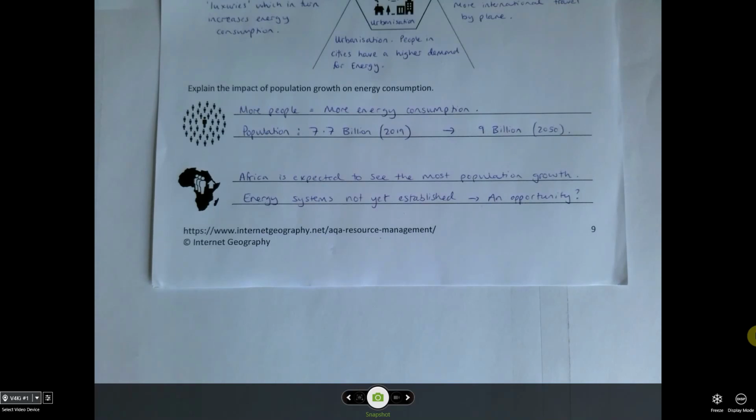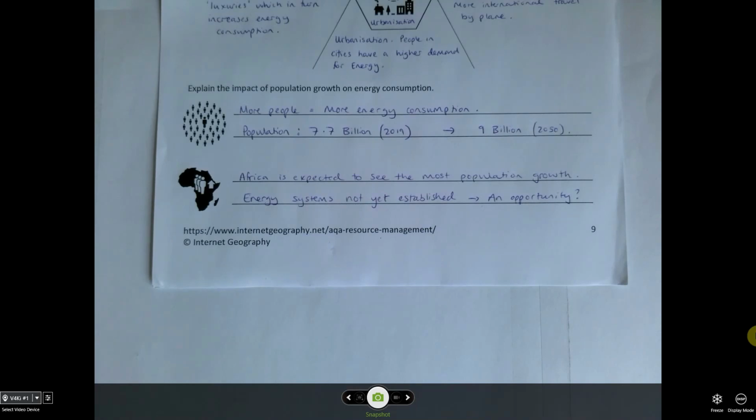So the rise in population is the main thing that is driving up energy consumption, as well as the population that already exists getting richer. Those two things are having a big influence. We can put some numbers on this when we think about the world's population. So currently, 2019, 2020, the population of the world is around 7.7 billion. That's expected to increase to 9 billion by the time that we get to 2050.